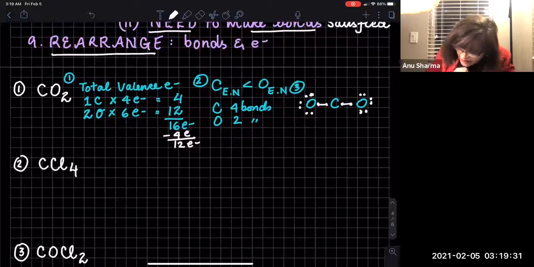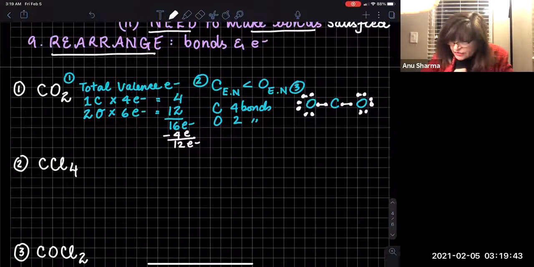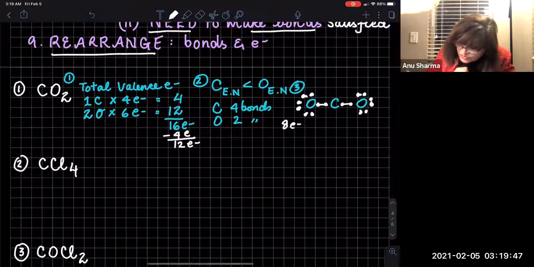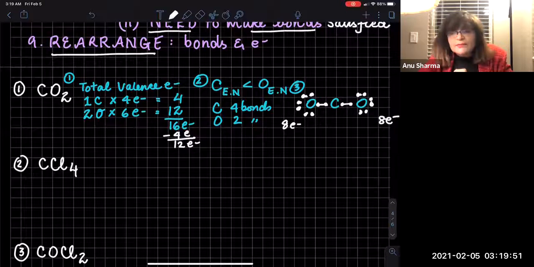If you look at it, 1, 2, 3, 4, 5, 6, 7, 8, 9, 10, 11, 12, 13, 14, 15, 16. All 16 electrons are there, and each oxygen has 8 electrons. But carbon is not happy because carbon's octet is not met, right? So what's happening here? Carbon's octet is not met.